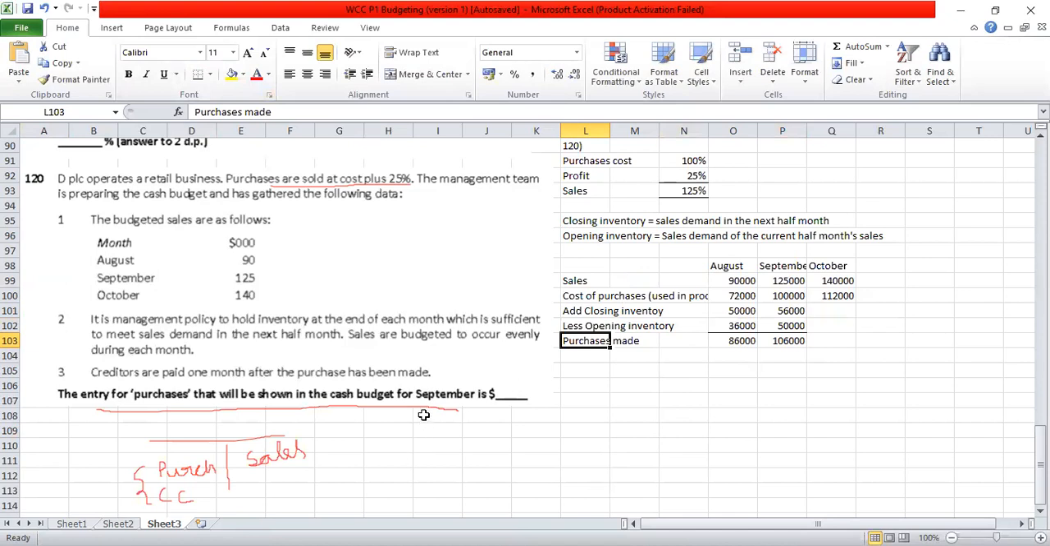So cash payment made. Cash payment made will be, here it will be 86,000. Here it will be 106,000. Of course, all the months they are not asking, they are asking only how much cash was paid during the month of September. So that's 86,000.